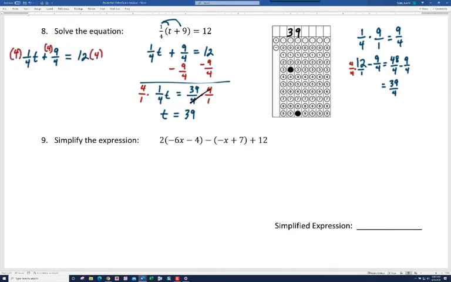So let's go ahead and do that. And so 4 times a fourth, again, those are reciprocals, you just get t. And then notice these 4's cancel, and you get plus 9. And on the other side, you get 48.